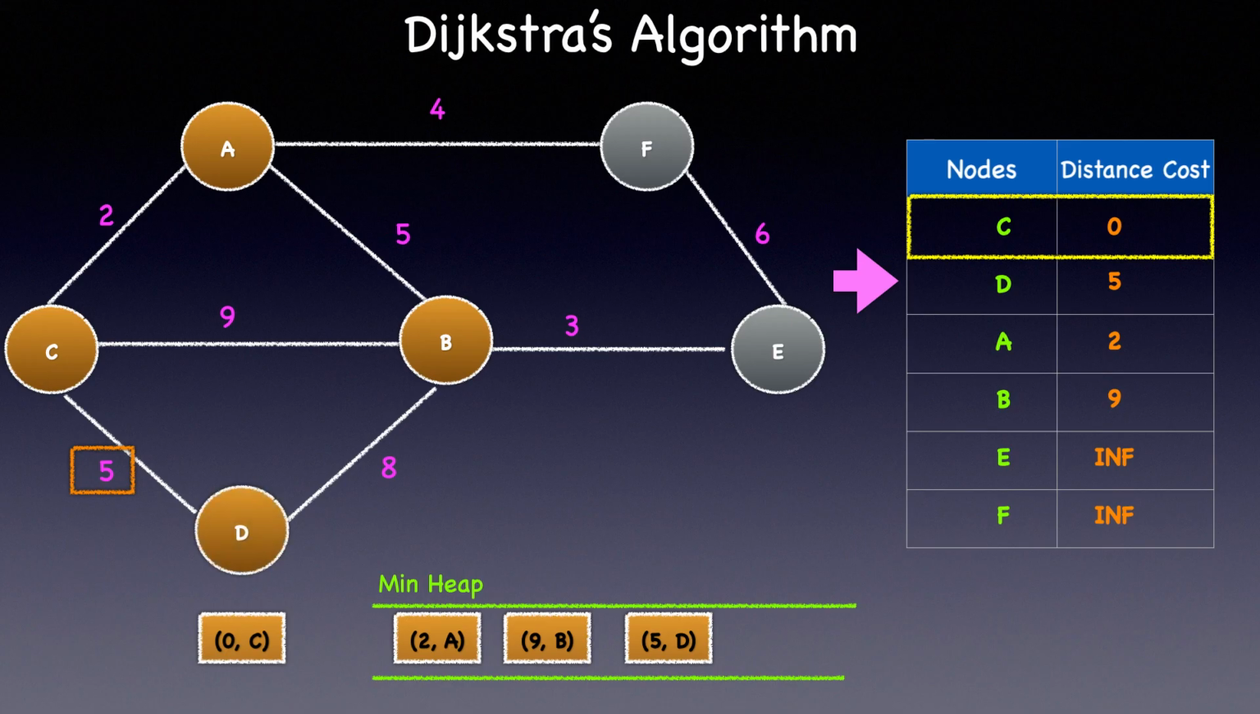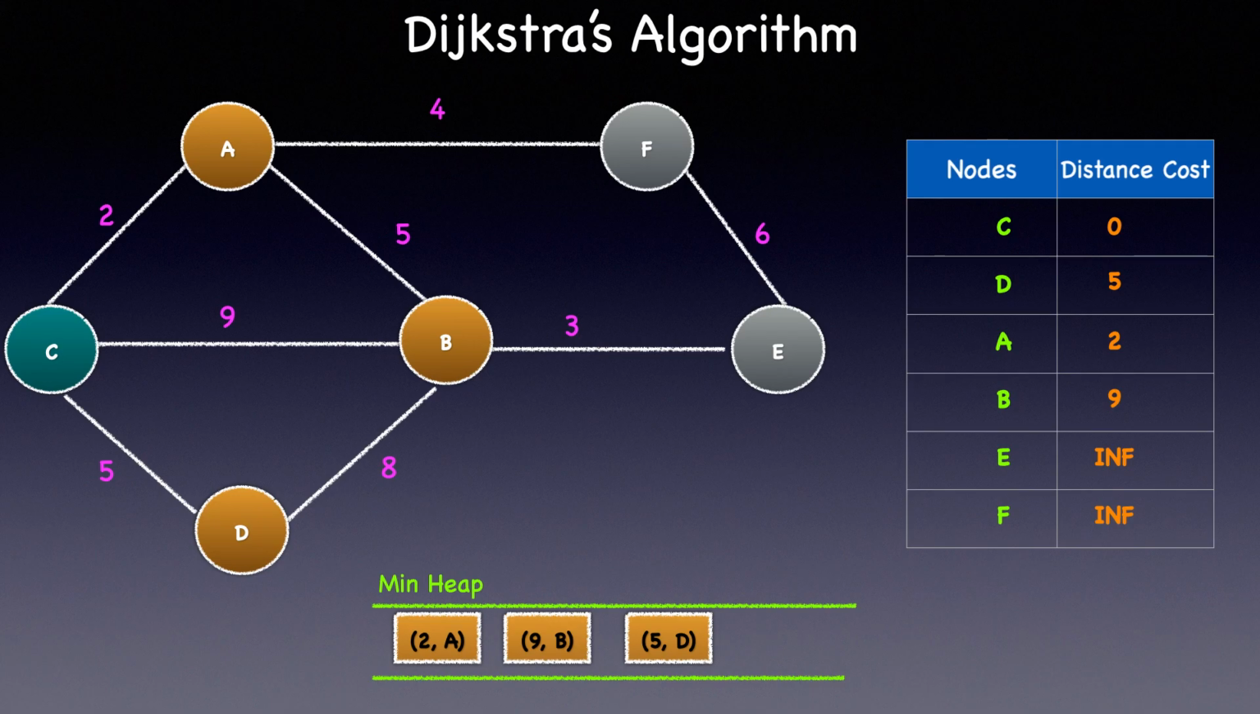Since we have finished exploring all connected neighbors of node C, we'll mark C as explored. As node A has the minimum cost, it is the topmost element in the min heap, so we'll heap pop it to process it next.